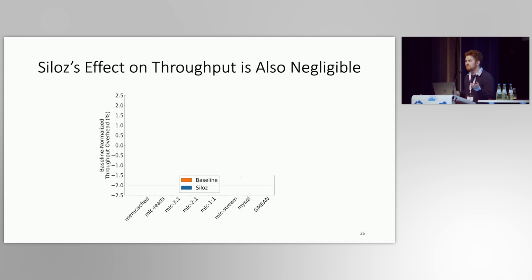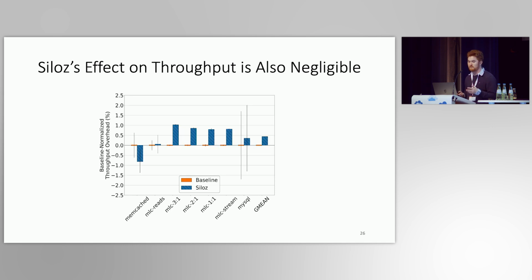So in a similar vein to execution time, we have throughput effects being negligible, within plus or minus 1% for any individual benchmark. And you may recall that bank-level parallelism is how we actually exploit throughput. And so since we've designed this to not affect bank-level parallelism, we're able to maintain similar throughput levels.